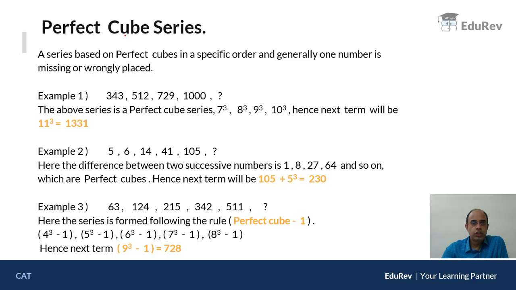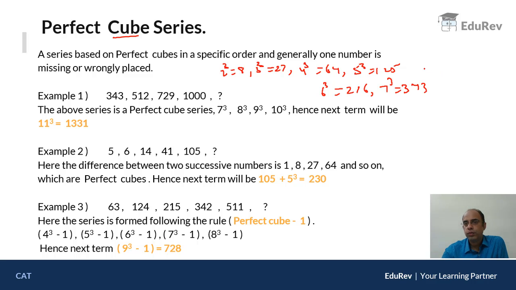Now, this is perfect cube. Again, cube of any number is said to be a perfect cube. 2 cube is 8, 3 cube 27, 4 cube 64, 5 cube 125, 6 cube 216, 7 cube 343, 8 cube 512, so on and so forth.